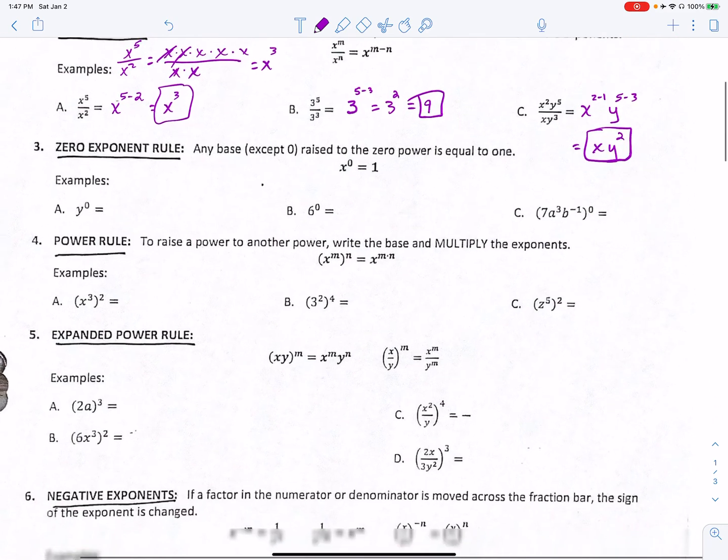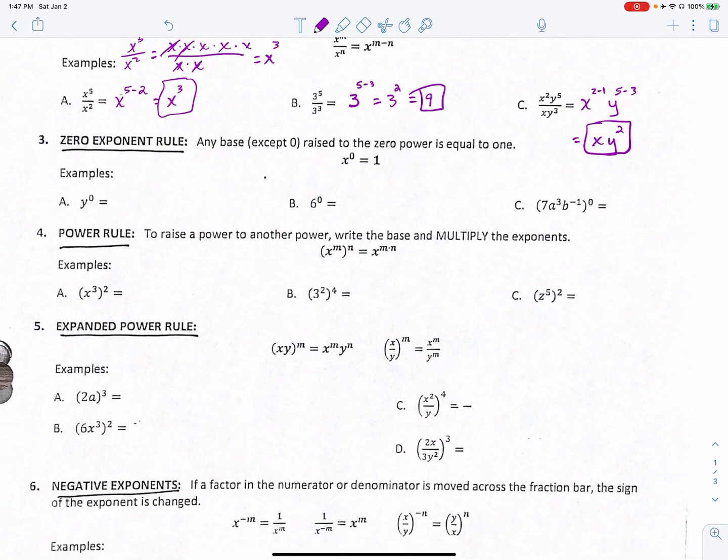Zero exponent. Any base except for 0 raised to the 0th power is 1. And so we have y to the 0 is going to be 1. 6 to the 0 is going to be 1. And since the whole thing in here is being raised to the 0th power, it's just going to come out as 1. So any base except for 0 raised to the 0th is going to equal 1.